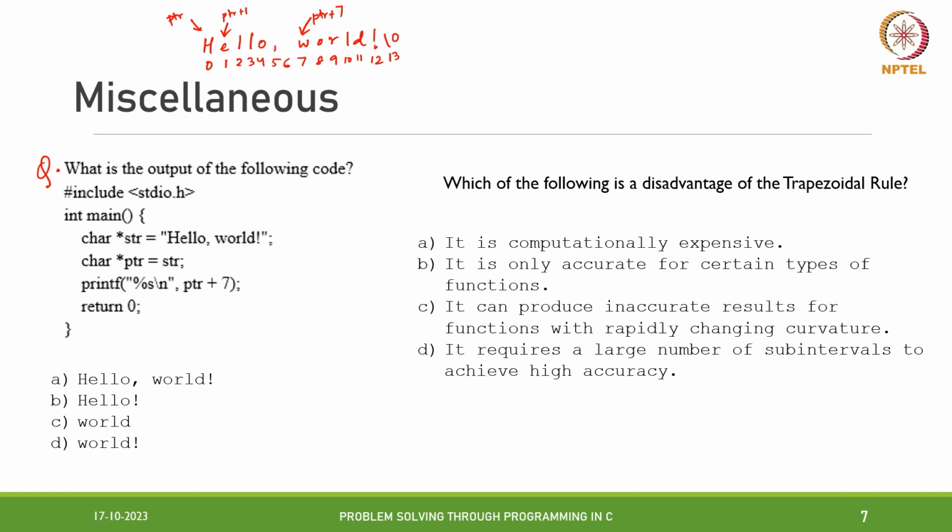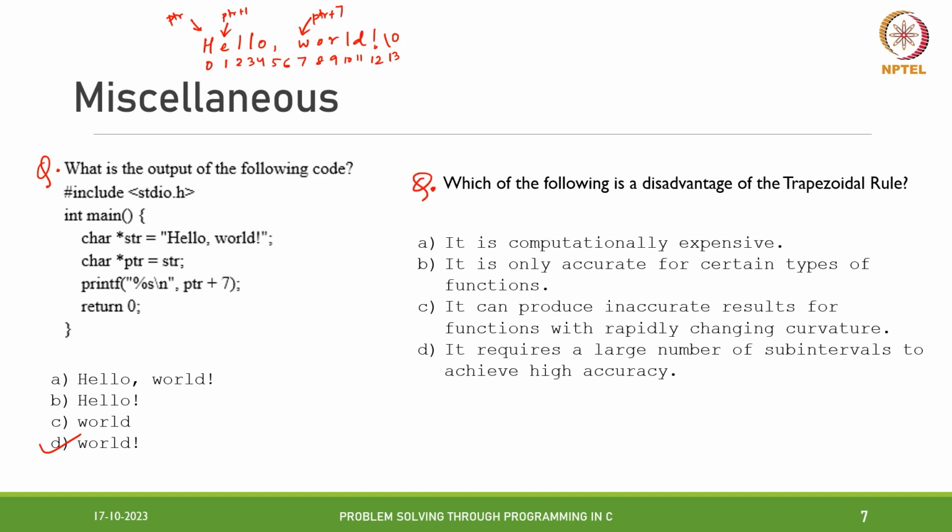So what will be printed? WORLD exclamation. Then it encounters null, so the printing will stop there. So the answer is option D. You have correctly answered this. So the answer will be world followed by an exclamation. Is that clear to others? Okay.